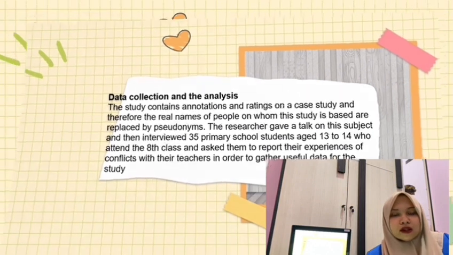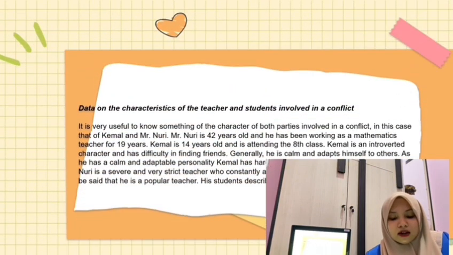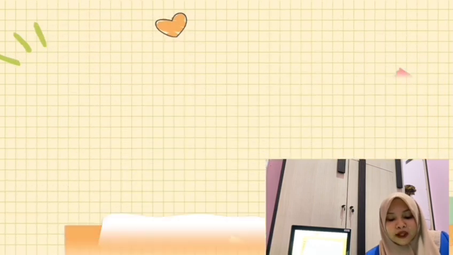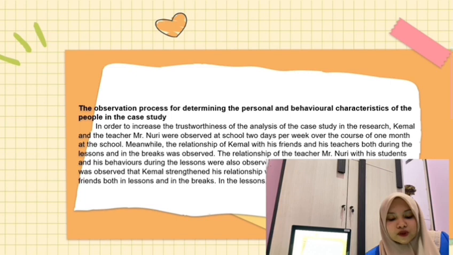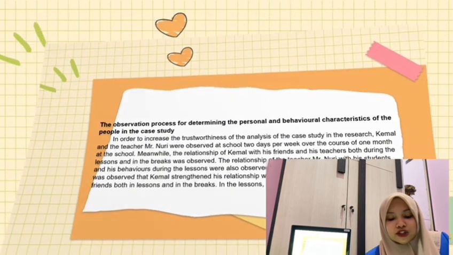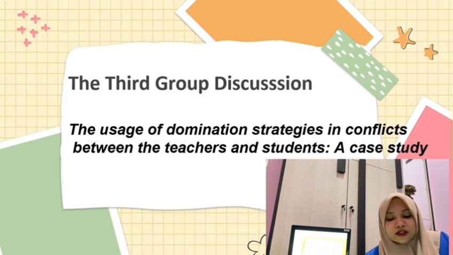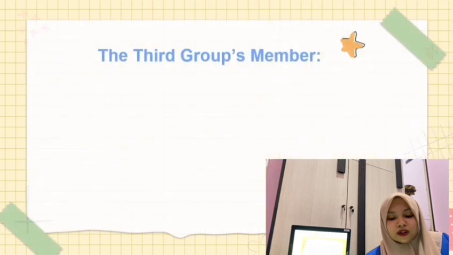Mr. Nuri was standing at the blackboard and giving his lesson when Kemal knocked on the door and entered the class. Kemal apologized for being late and wanted to go to his desk when Mr. Nuri angrily shouted at him, "I am bored with your being late. The others cannot concentrate on the subject matter because of you. You are not a competent student. The next time you are late, I will not let you enter the class."